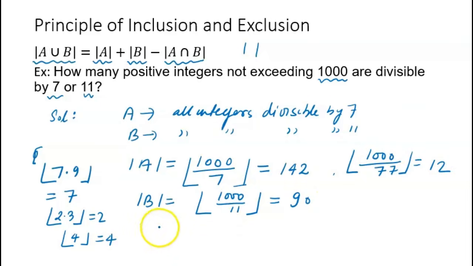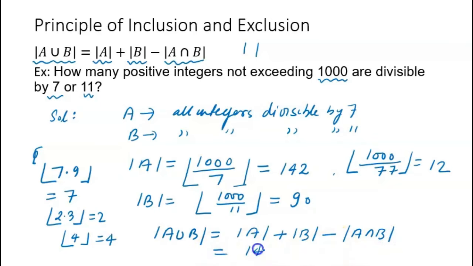So basically the number of elements which are either divisible by 7 or 11 is A union B. If I calculate the number of integers divisible by 7 plus the number of integers divisible by 11 minus the number of integers which are divisible by both 7 and 11, it will be like 142 plus 90 minus 12. So that will be equal to how much? That will give you the answer. So let us calculate that. So that value will be 130 plus 90 is equal to 220.